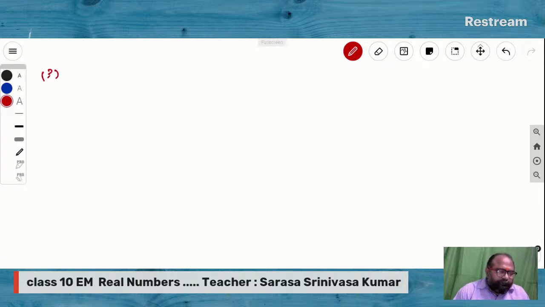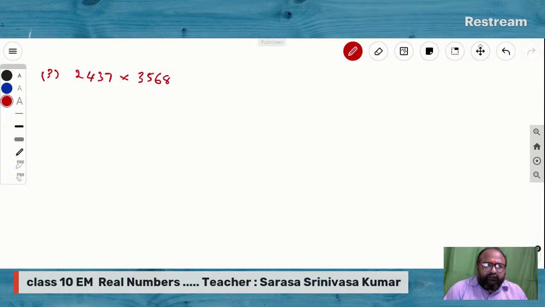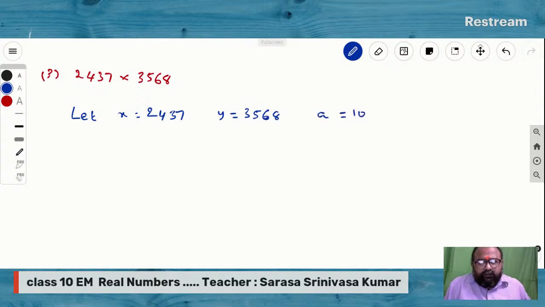Third problem, 2437 multiplied by 3568. So suppose that x equal to 2437, y equal to 3568, and the base a equal to 10. If the base is not given in the problem, we assume that the base is 10. This is very important. All students must remember in class 10, if the base is not given, then we consider the base as 10.